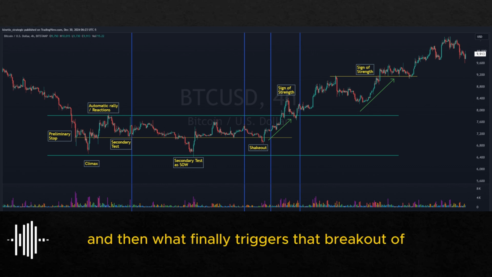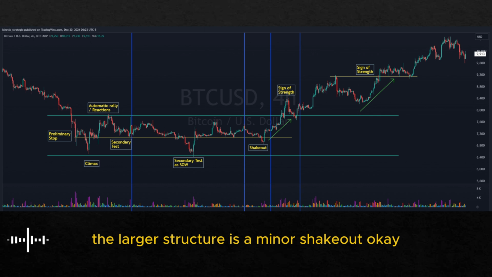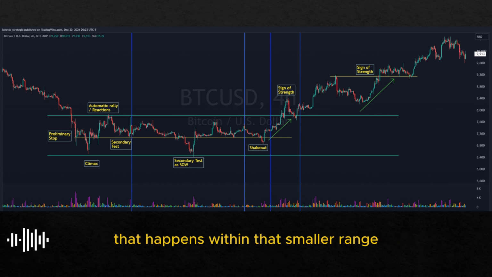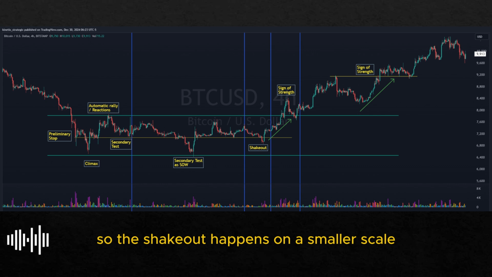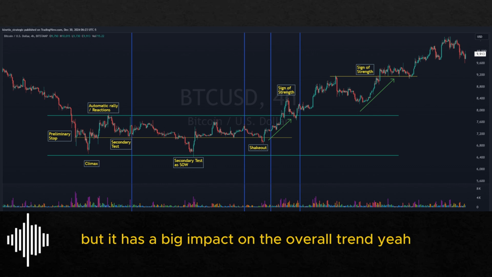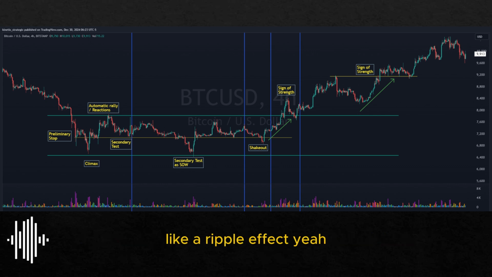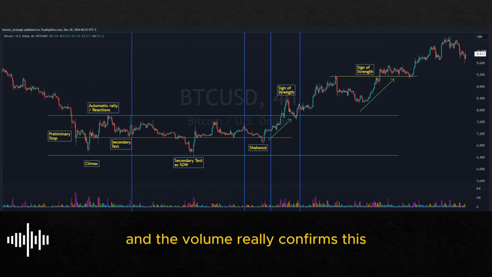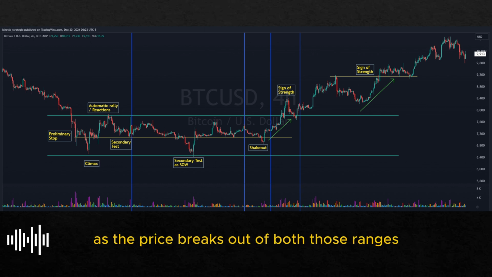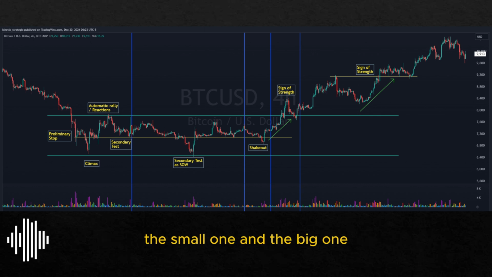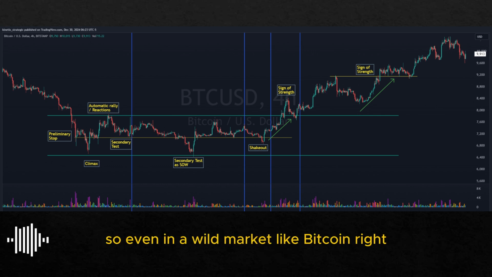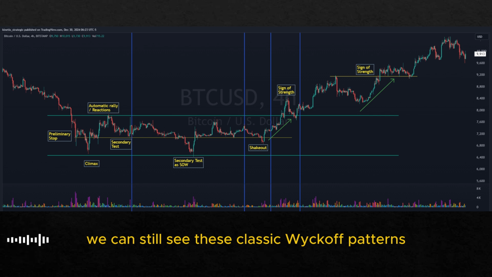And then what finally triggers the breakout of the larger structure is a minor shakeout that happens within that smaller range. So the shakeout happens on a smaller scale, but it has a big impact on the overall trend. Yeah, like a ripple effect. And the volume really confirms this. We see a major sign of strength: volume is increasing as the price breaks out of both those ranges, the small one and the big one. It's all connected. So even in a wild market like Bitcoin, we can still see these classic Wyckoff patterns.